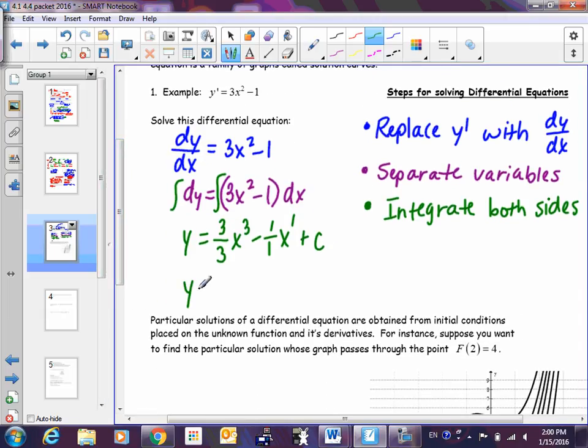We're going to clean it up a little bit because we're going to need to do something with this in a minute. If this was all we needed to do, you could leave it like that. So 3 over 3, that's obviously 1. We're left with x cubed minus x plus c. And this is something called a general solution. I'm going to abbreviate here because I don't have a lot of room. Feel free to write that out, general solution. When you have the plus c, that's a general solution.